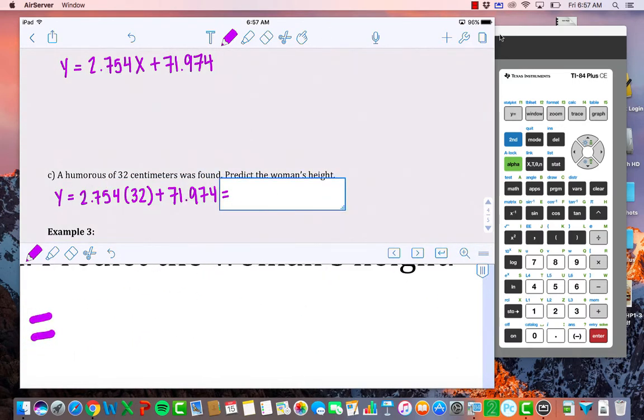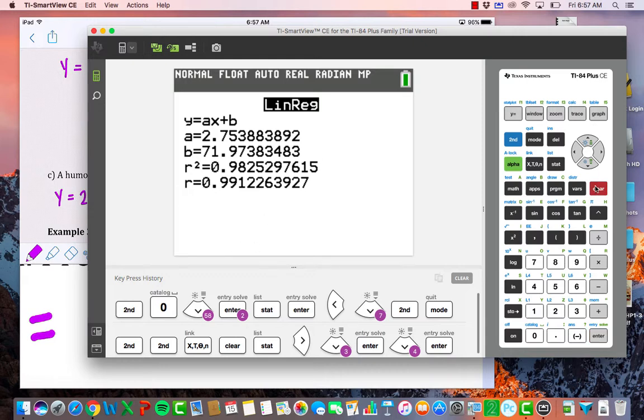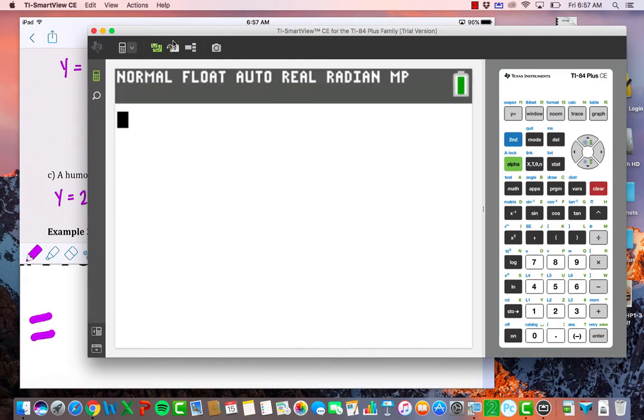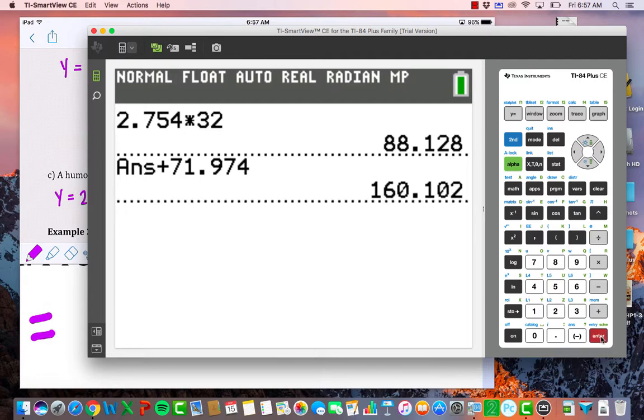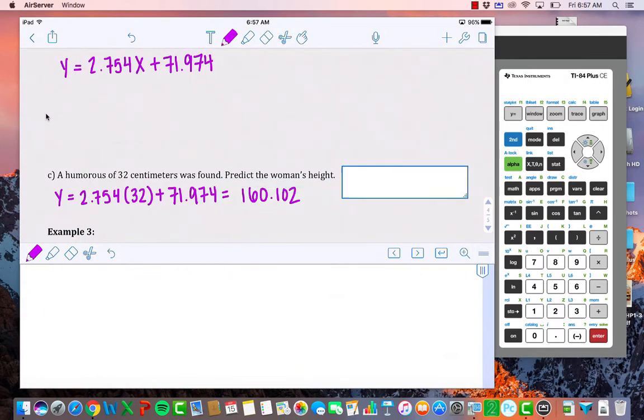And use my handy dandy on-screen graphing calculator. Okay, I don't need this anymore. You can go away. To do 2.754 times 32 plus 71.974 equals 160.102. 160.102. And again, remember with story problems, we have to write our final answer in a sentence.